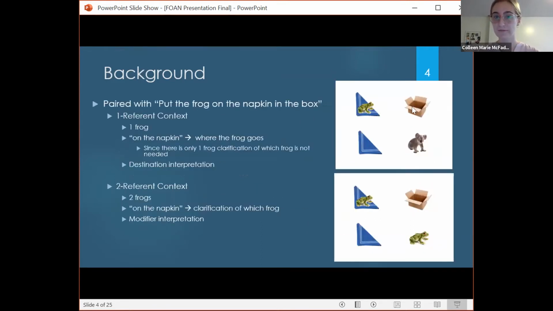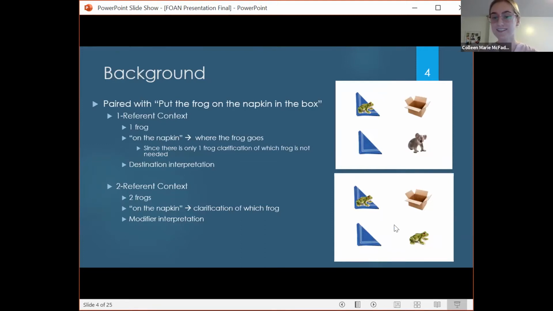So if there's only one frog, we consider this a one referent context, and the destination interpretation of the phrase on the napkin is supported because when people hear put the frog on the napkin, they're not waiting for any more additional information about that frog. So they're just thinking put the frog on the napkin before the rest of the sentence is said.